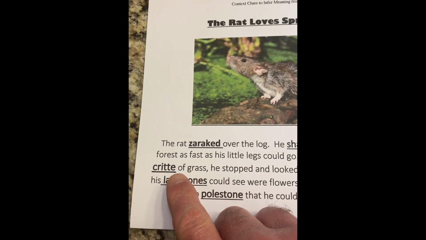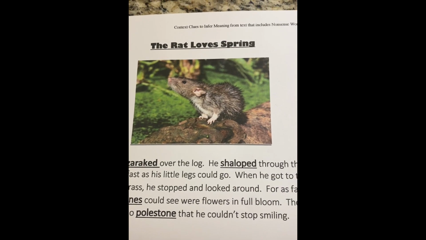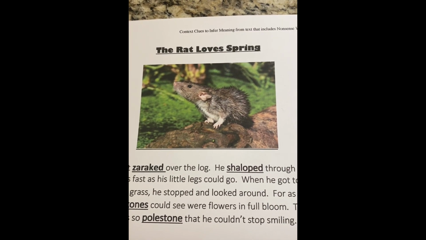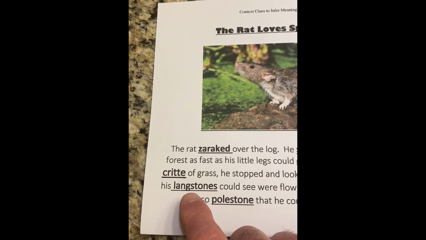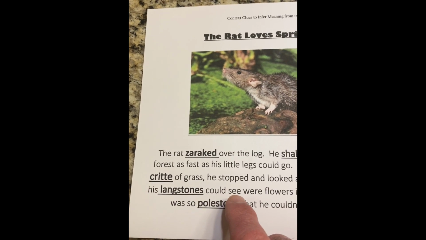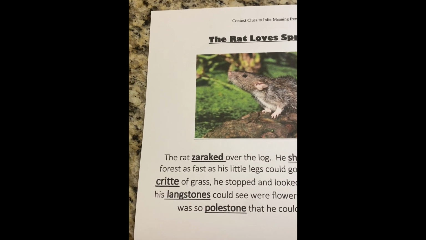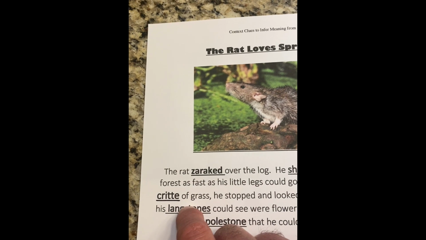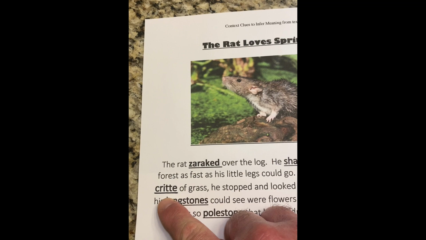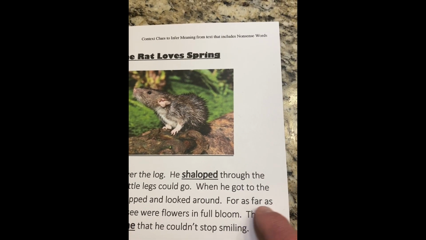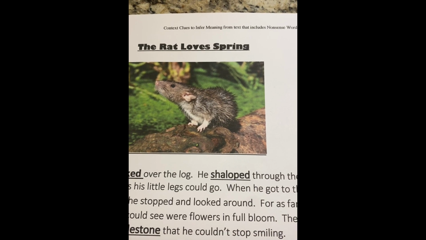When he got to the crete of grass, he stopped and looked around. He got to the crete of the grass. He stopped and looked around. For as far as his langstones could see, what could be in place of langstones? What's a word that actually would fit there that could mean the same thing as langstones and actually make sense? The rat was so pole-stoned that he couldn't stop smiling.